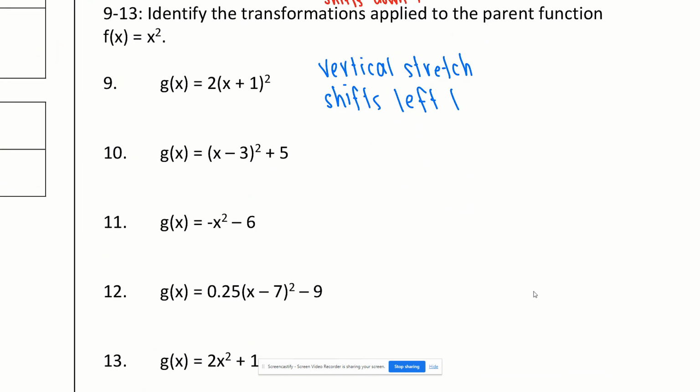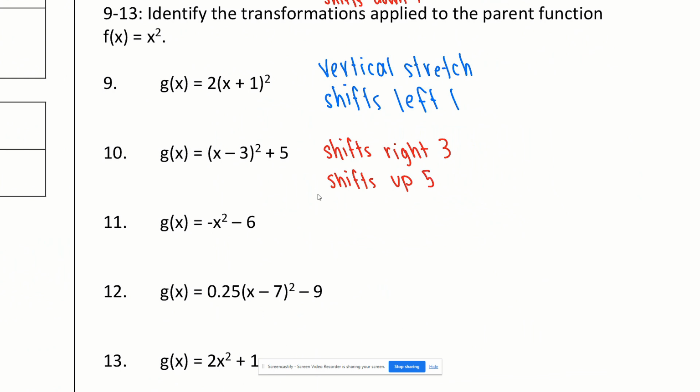Okay, 10. All right, inside, that minus 3 tells me it's a shift. It's inside, so it's horizontal. And we know that inside is opposite. So that looks like negative 3, so it's a positive 3 horizontal shift. So it's going to shift right 3. And then, of course, this one's a vertical shift. And remember, it is what it is. So positive 5 means it's going to shift vertically up 5.